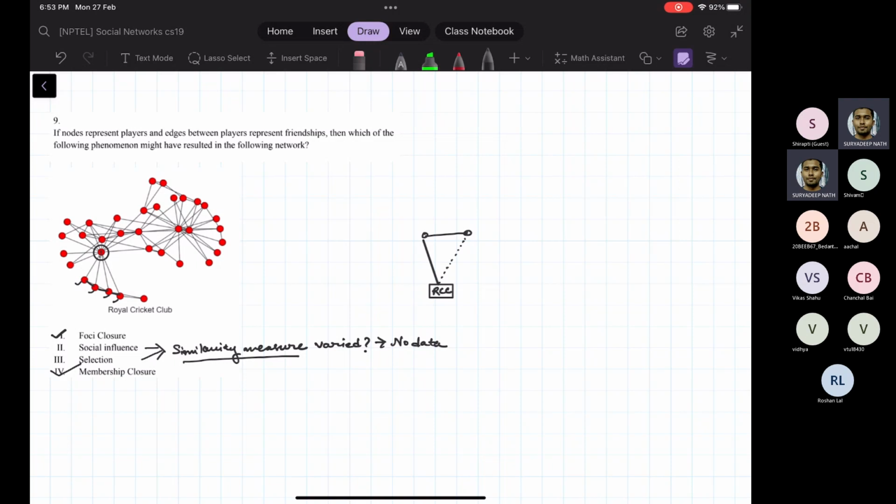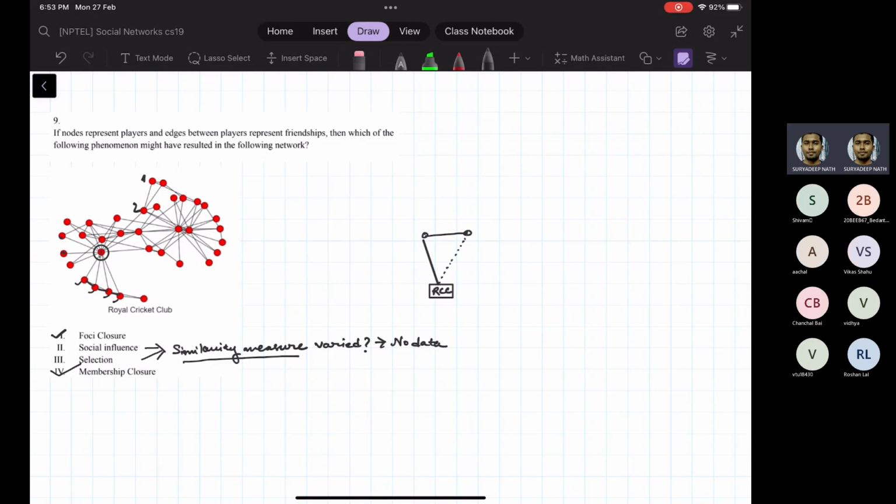But if you check any two people in the graph, it's a connected graph first of all. They became friends because they belong to the same club. Let's say, consider 1 and 2, there is an edge between them, so they are friends, and they both belong to the Royal Cricket Club. So it could be that this friendship developed between 1 and 2 because they were both going to the Royal Cricket Club. So this is a case of foci closure. This is a possibility.